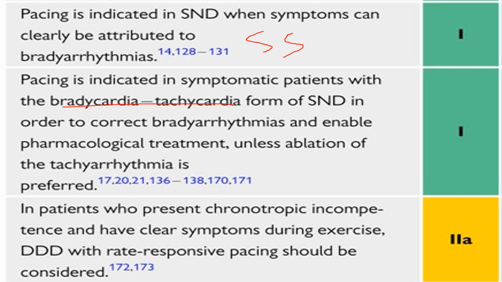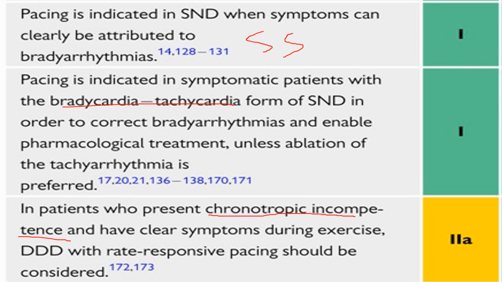Sometimes you also find patients who do not have symptoms at rest, but when they exercise, they have symptoms, although they are having sinus node disease. So these patients are called patients having chronotropic incompetence. In these types of patients, when you clearly correlate the symptoms which appear when we ask them to exercise with chronotropic incompetence, these patients also require permanent pacing.